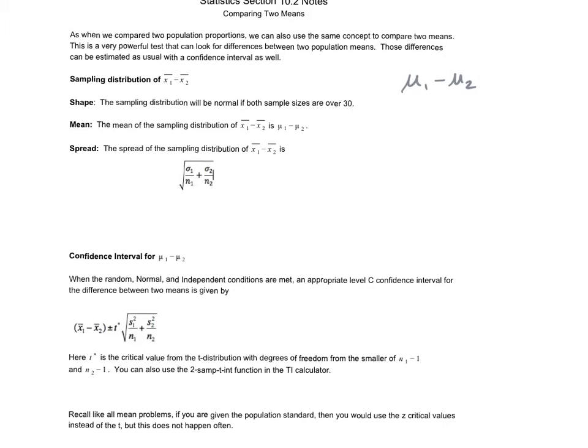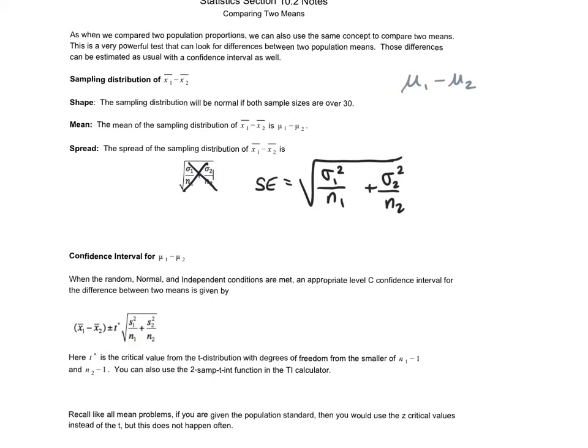And then the spread, the standard deviation of the sampling distribution, is given by this formula. This is actually not written correctly on here. The standard error should be the square root of sigma 1 squared, so the standard deviation squared, over n1, plus sigma 2 squared over n2. So the squares were missing from that formula in your notes. So that's our standard error. That's how it's spread out.